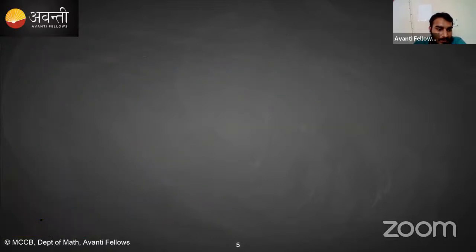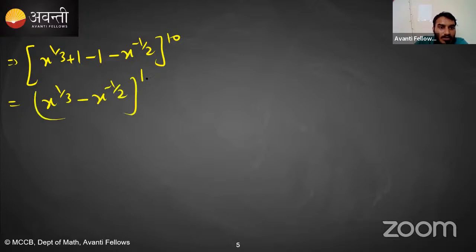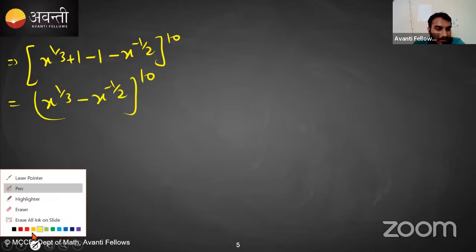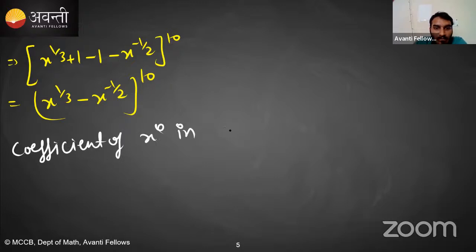So it becomes x raised to the power 1 by 3 plus 1 minus 1 minus x raised to the power minus half, raised to the power 10. So it is nothing but x raised to the power 1 by 3 minus x raised to the power minus half, divided whole raised to the power 10. That's it. Clear? So what is the coefficient of x raised to the power 0 in this expression, isn't it? Is this clear? Is this clear?